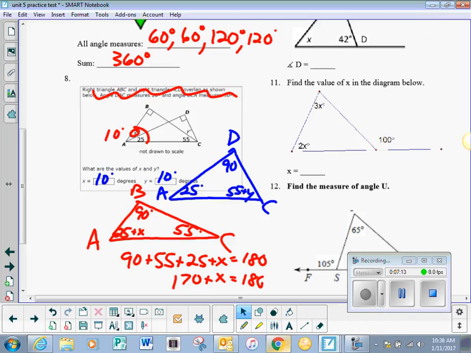Okay, one second. Let me write this down. There'll be a problem just like that, but it'll be different numbers on the actual test. That's why you draw it out separately.